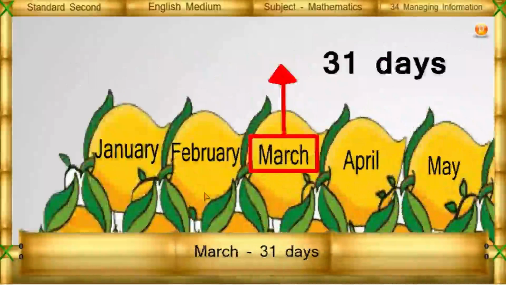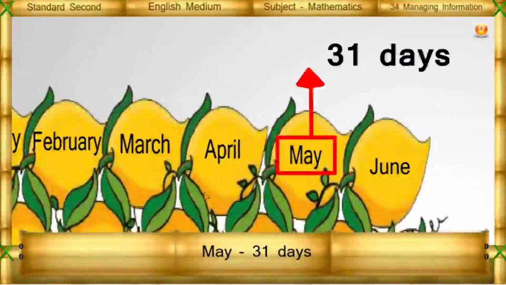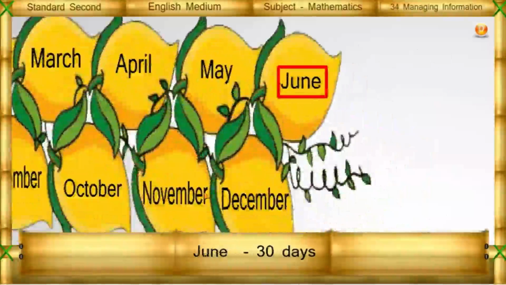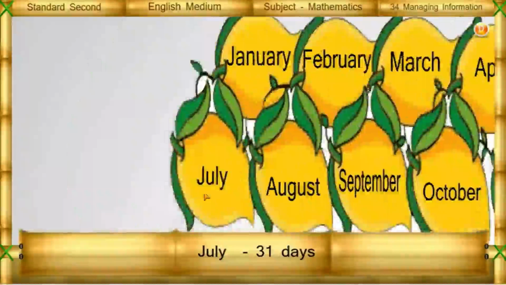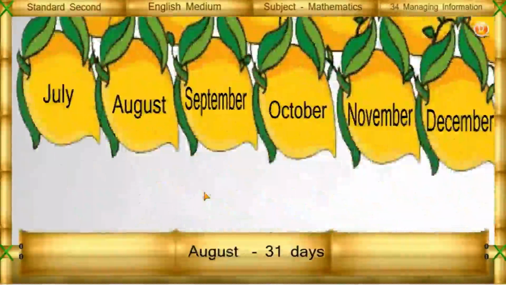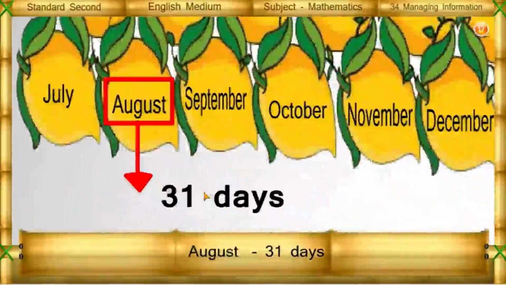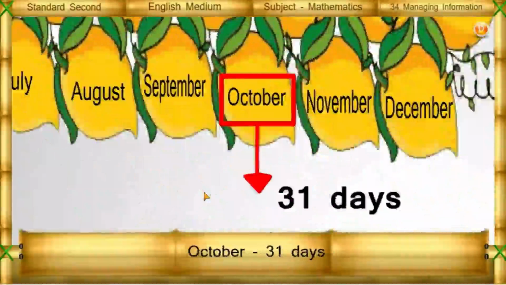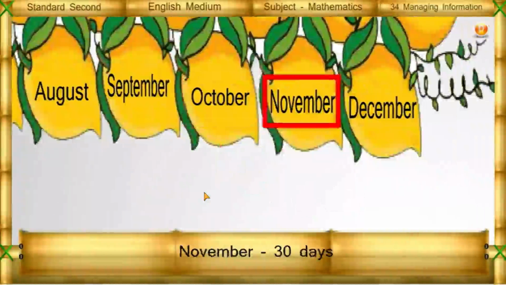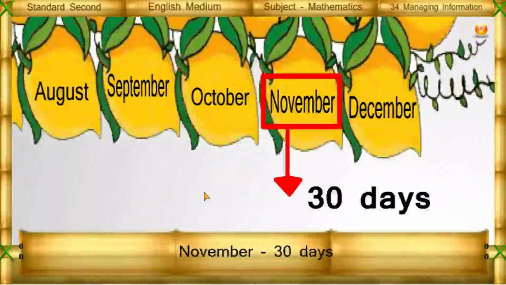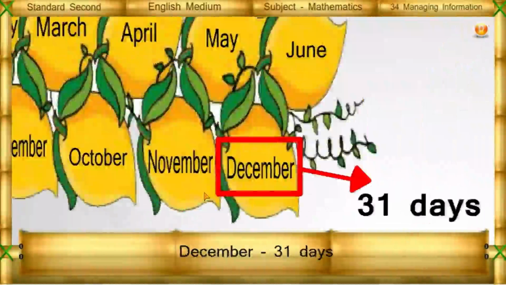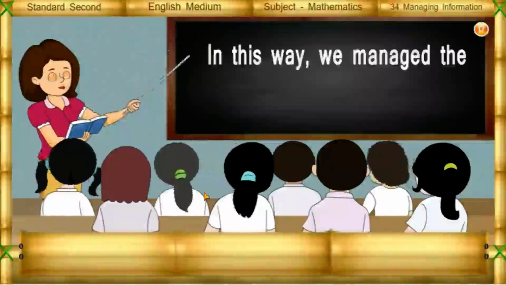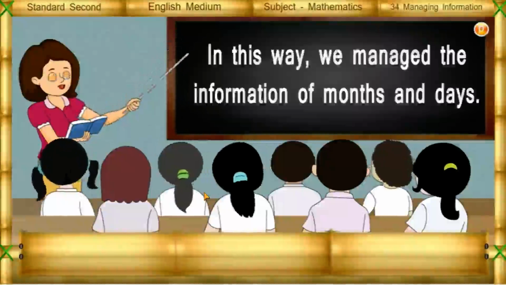March, 31 days. May, 31 days. June, 30 days. July, 31 days. August, 31 days. September, 30 days. October, 31 days. November, 30 days. December, 31 days. In this way, we manage the information of months and dates.